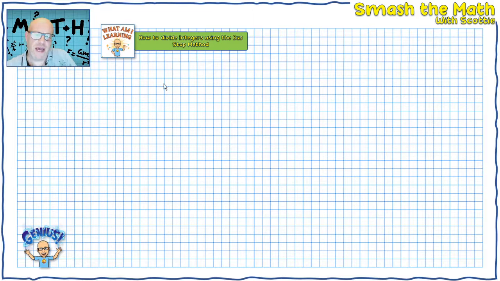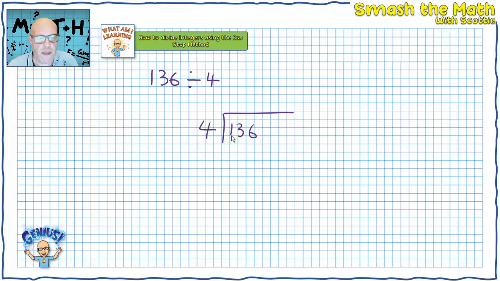Okay, so let's take, I don't know, 136 divided by 4. Okay, so we draw our bus stop. We say 136, the first number goes inside the bus stop, divided by 4. So that's how we lay it out. Now, we start with 4 and we say, how many 4s go into 1? Well, I can't put any 4s into 1, so I put 0. And we haven't finished with the 1, we're going to carry it over to the next digit in the number. Now I'm going to say how many 4s are in 13.